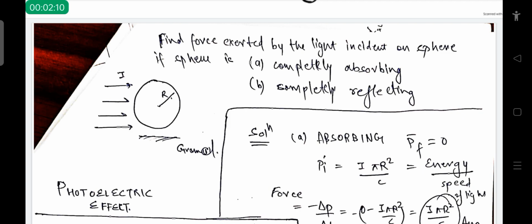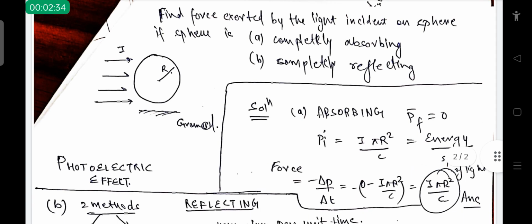So, the question is from the chapter Photoelectric Effect, and the question says that we are given a sphere of radius r and a light of intensity I is incident on this. So we have to find the force exerted by the light incident on the sphere if the sphere is completely absorbing, and in the second part if the sphere is completely reflecting. So let us find out the force exerted by the light in both situations.